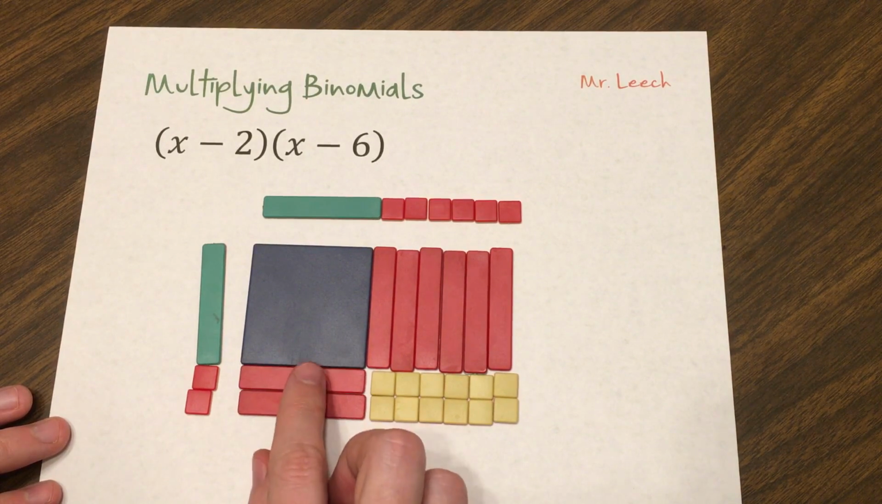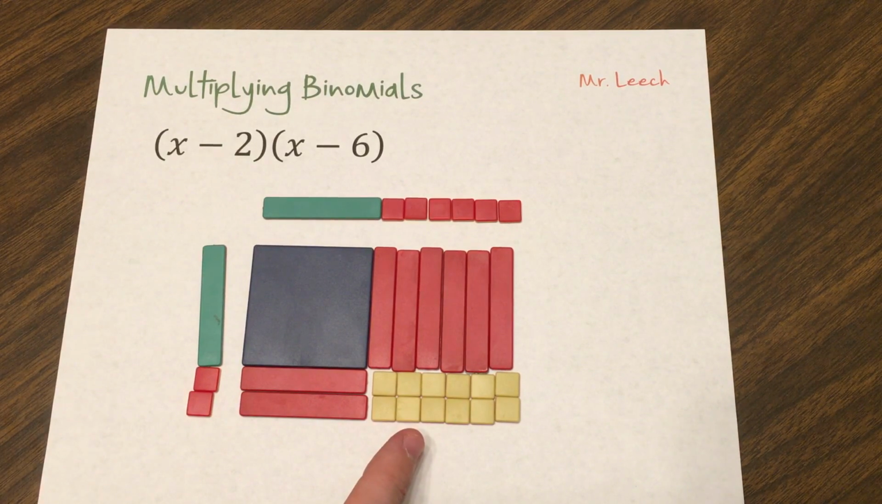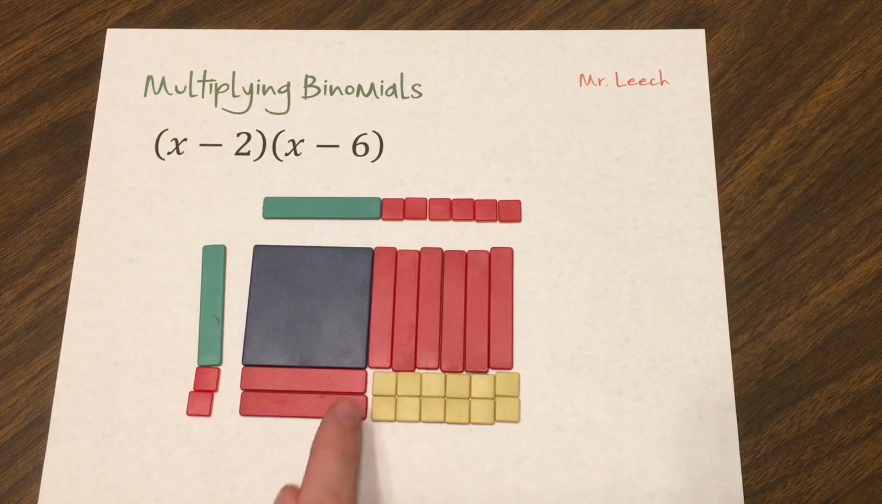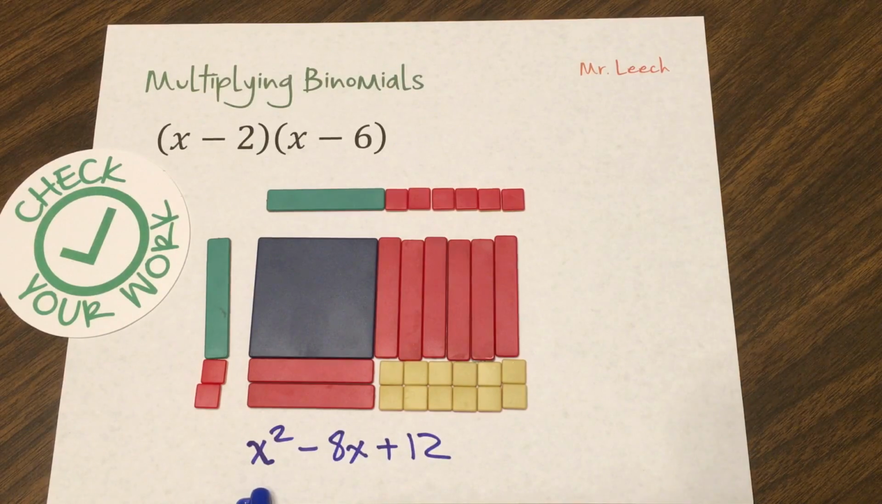And lastly, what about this last section? Do these need to be changed? No, this is a negative 2 times a negative 6, and remember, a negative times a negative is a positive. So take a second and write your final answer. You should end up with x squared minus 8x plus 12. Pretty similar to the last problem, we just have a negative 8x instead of the positive 8x.